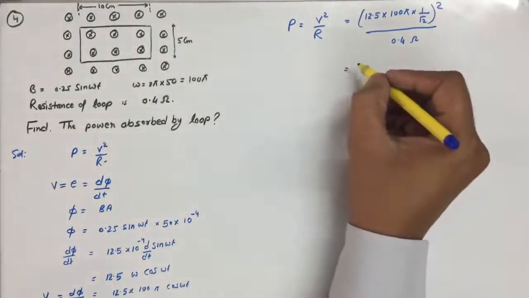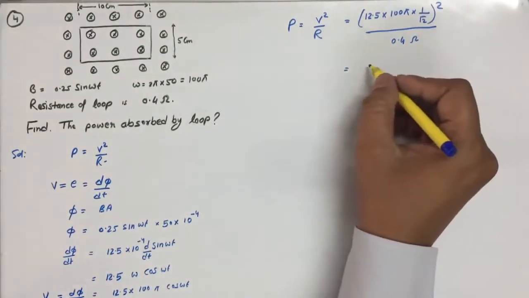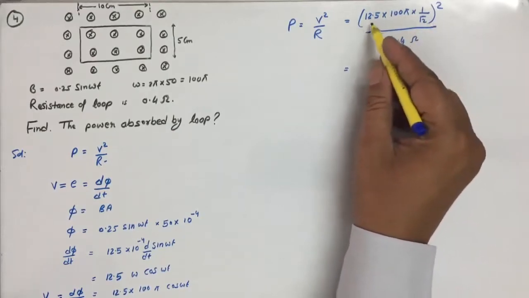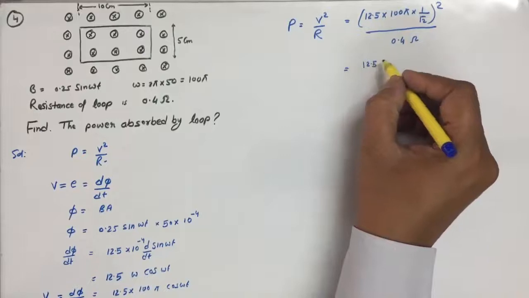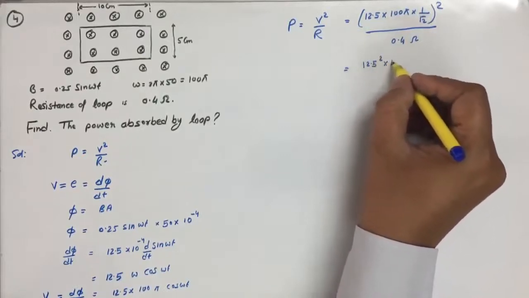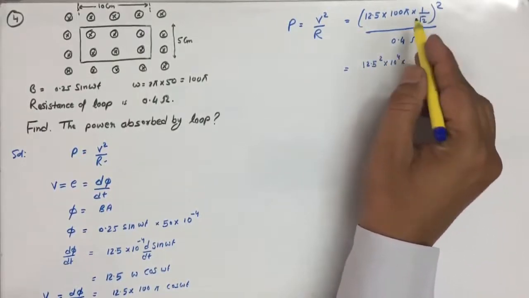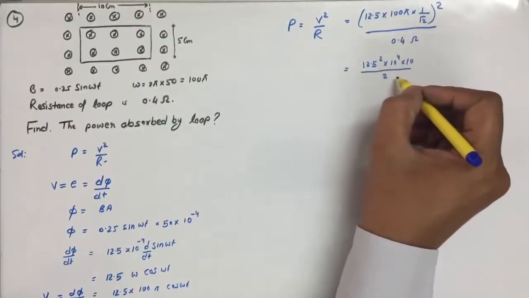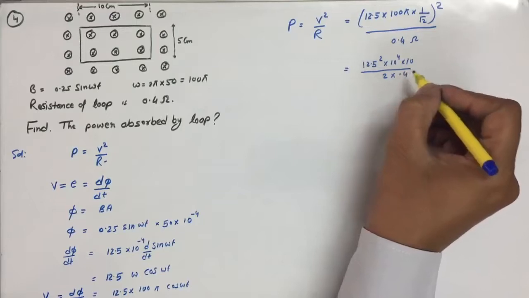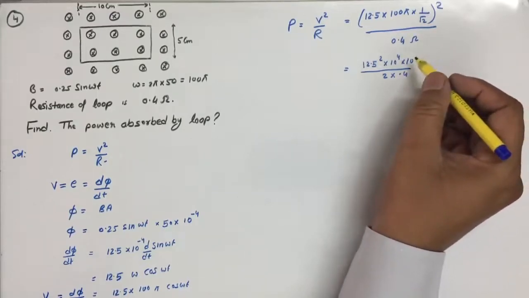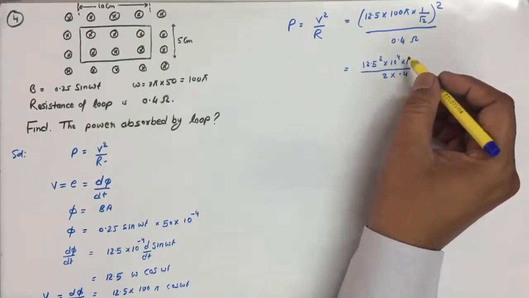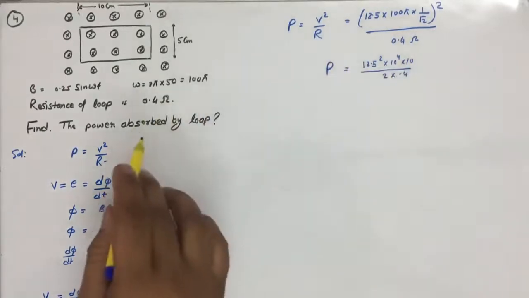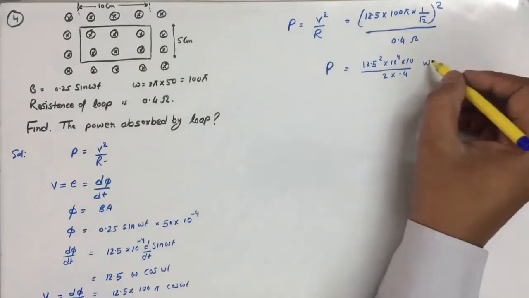So if we solve this, then we will get 12.5 square times 10 to power 4, pi square will be 10, divided by 2, divided by 0.4. Simplify this, we will get the value of power absorbed by the loop in watt.